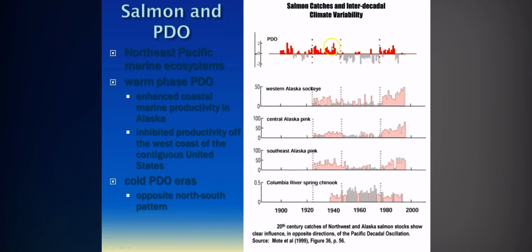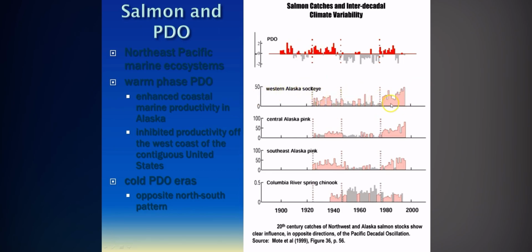So there's the diagram. Here's the PDO. This is positive here. These are the negative PDOs. So warm phase, cold phase. During the warm phase, look at the productivity. Look how high these charts are. The warm phase is also colored in pink on this diagram. And we have pink and higher peaks here for the productivity of western Alaska sockeye salmon.